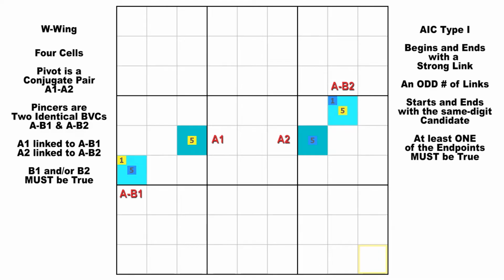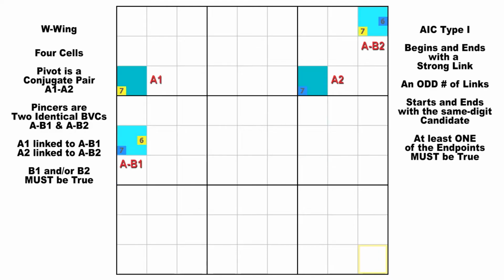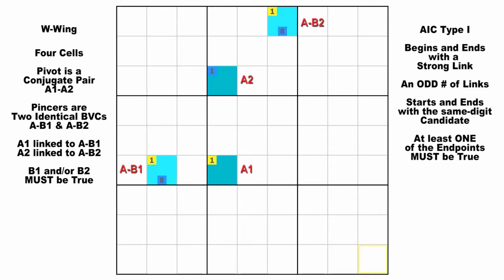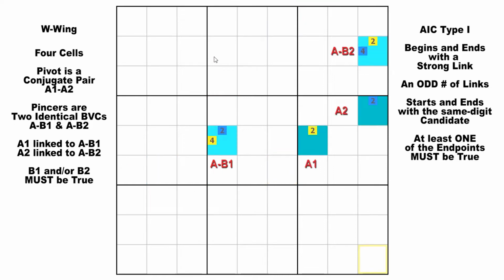As with all the other techniques we have learned that are based on AICs, when the two endpoints lie in two different chutes, then there can only be two possible eliminations. Like here, this 6 would be false, and this 6 would be false because they can see both ends of the chain. And in this diagram, these two 8s would be false because they can see the two endpoints of the chain. And in this diagram, these two 4s would be false because they can see the two endpoints of the chain. And when the endpoints lie in the same chute, then there can be up to 6 eliminations.